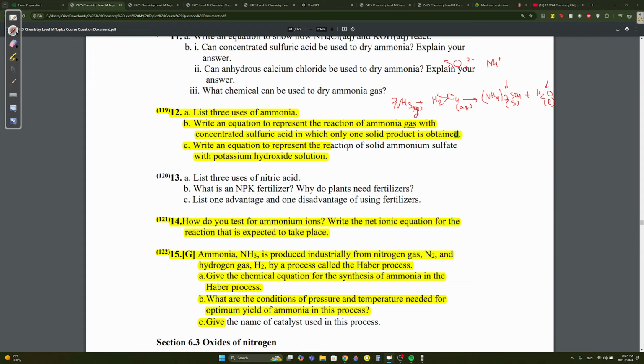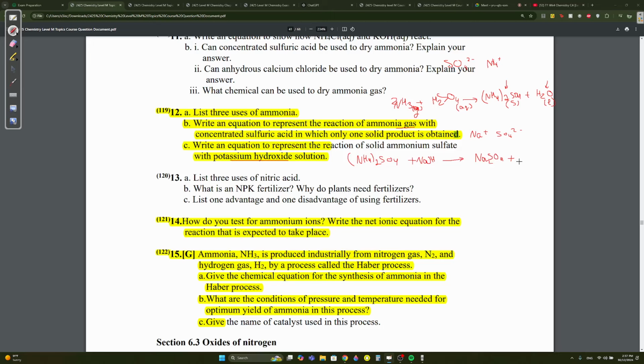Write an equation to represent the reaction of solid ammonium sulfate, so (NH4)2SO4, with potassium hydroxide solution, so plus KOH. This is ammonium salt plus base. What do you get? Ammonium salt plus base always gets you a salt. What salt are you going to get? Box up the middle, SO4 and the metal. So it's going to be K2SO4. Why? Because it's K plus, SO4 2 minus, crisscross, you get K2SO4.